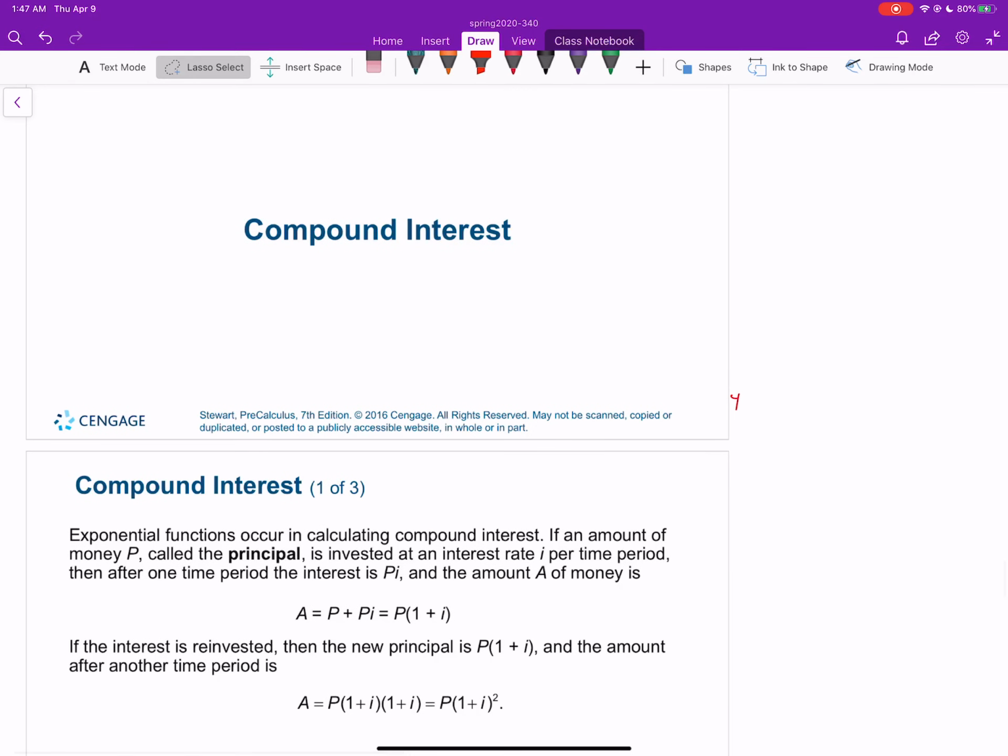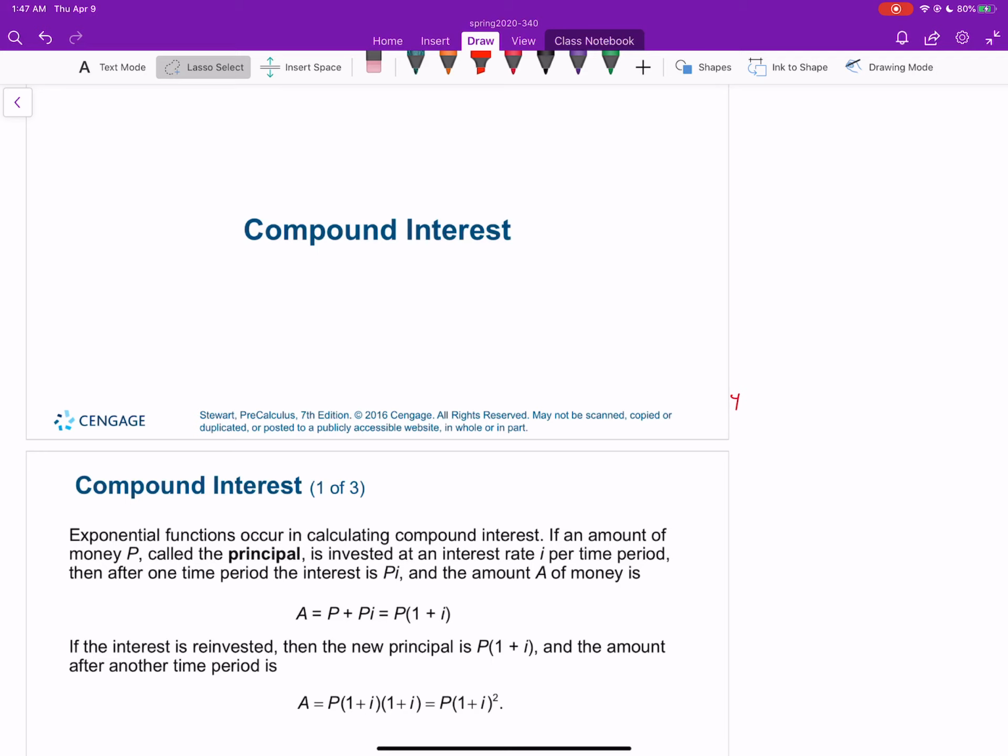Hello, class. Today we're going to look at a new concept called compound interest. And I'm sure you've heard about compound interest. If you think about how banks operate, you take your money to them, they invest it at a certain interest rate, and over a time period you accrue some interest, and that's added to the money that you brought to the bank. So, the question is, how is this tied in with exponential functions?